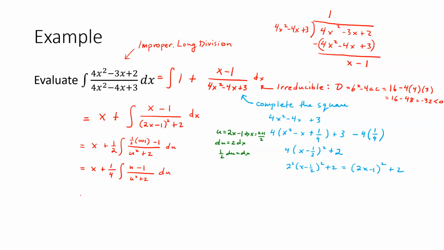Now let's keep going. What I'll do next is I'll split up these two into two separate terms. So we got one term u over u squared plus 2, and then another term minus 1 over u squared plus 2. The first term looks like it could be evaluated using a substitution, and the second term looks like it's in the tangent inverse form.